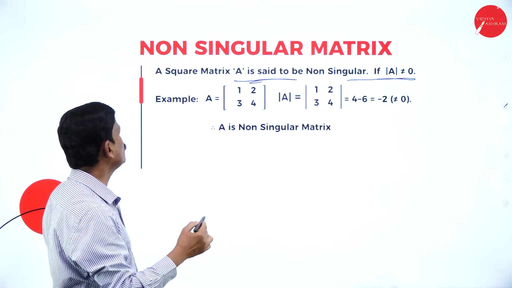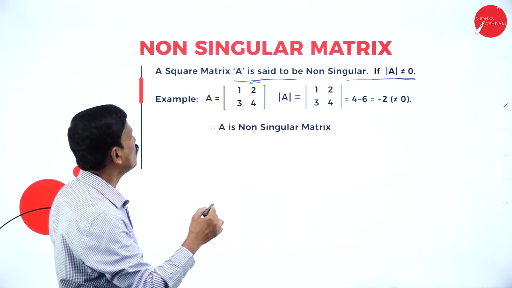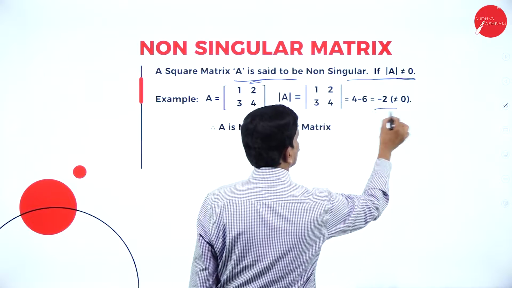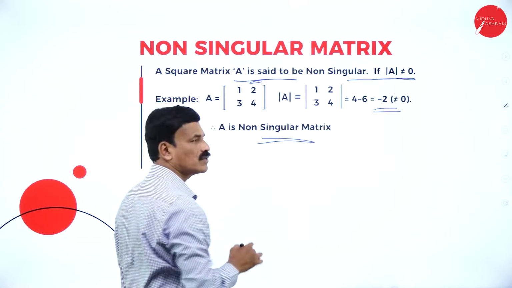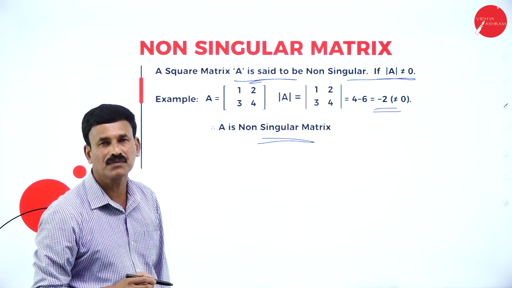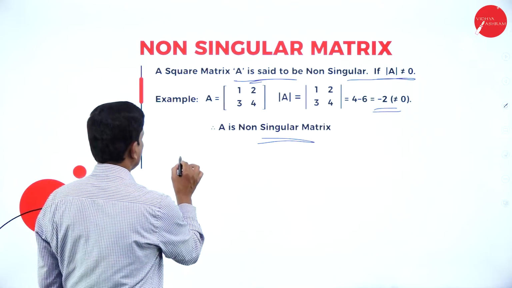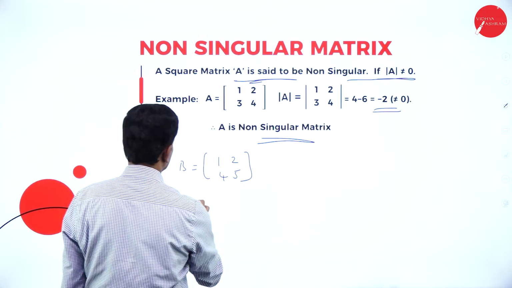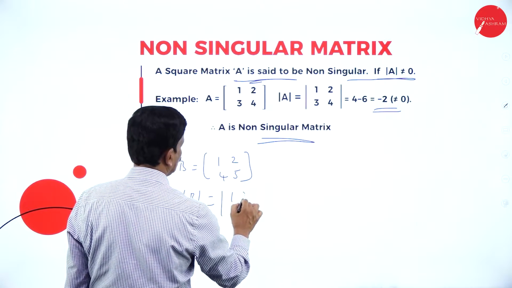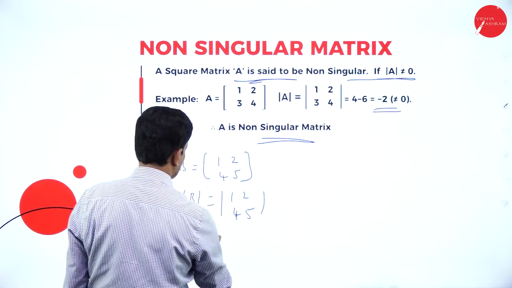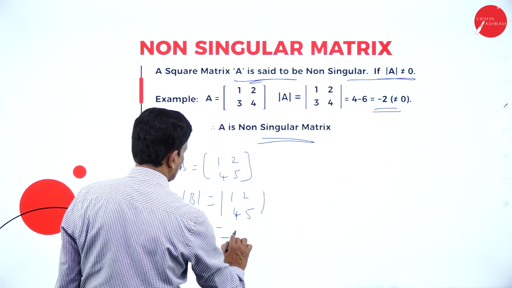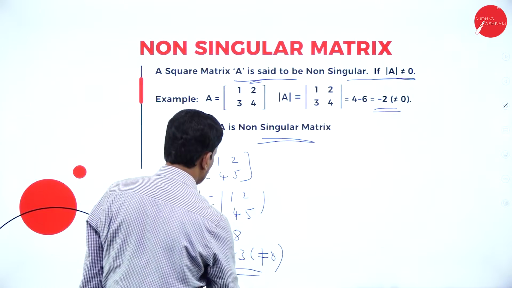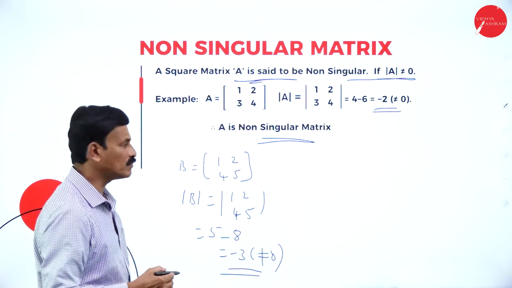If A is equal to [1, 2; 3, 4], the determinant of A is 1 times 4 is 4, minus 3 times 2 is 6, so 4 minus 6 is minus 2, not equal to 0. Therefore, A is a non-singular matrix because the determinant of A is not equal to 0. Let us take one more example. B is equal to [1, 2; 4, 5]. Then the value of this determinant is 1 into 5 is 5, minus 4 into 2 is 8. This is equal to minus 3, not equal to 0. Therefore, this is also a non-singular matrix.